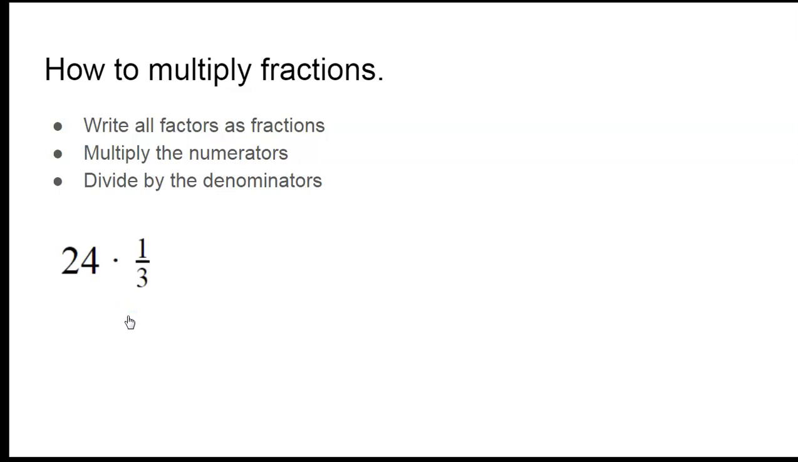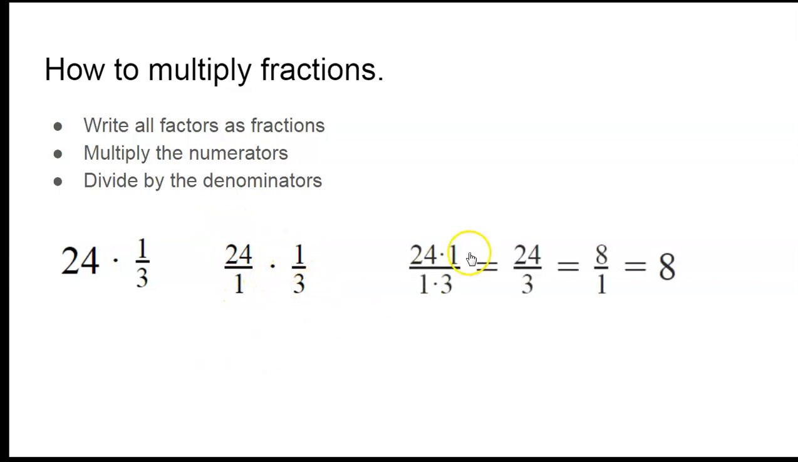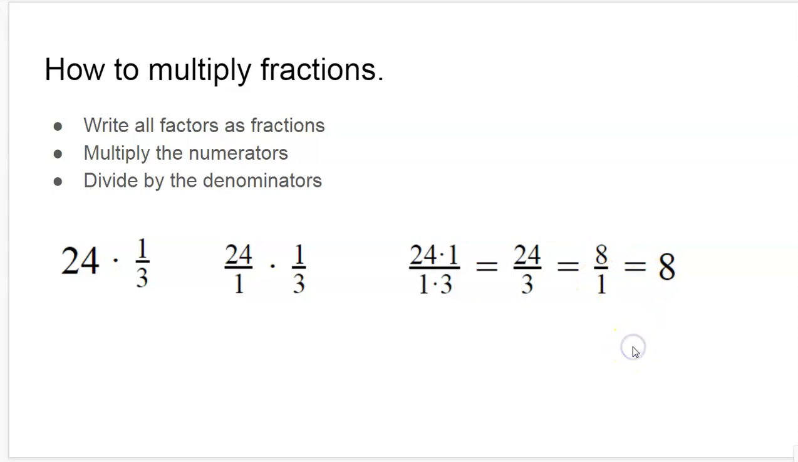24 times 1/3. Well, I'm going to go ahead and write this 24 here as a fraction. That's simply going to be 24 over 1 times 1 over 3. So 24 times 1, 24, 1 times 3 is 3. 24 over 3 simplifies to 8 over 1. I'm going to divide 24 by 3. I get 8 over 1. It simply gives me 8. And that is that. Let's take a look at another example.